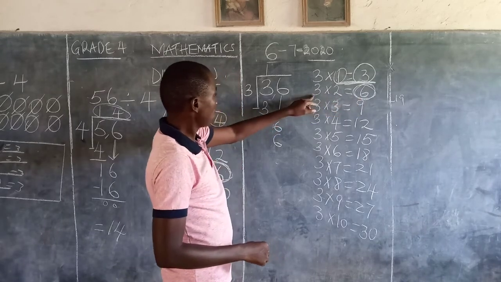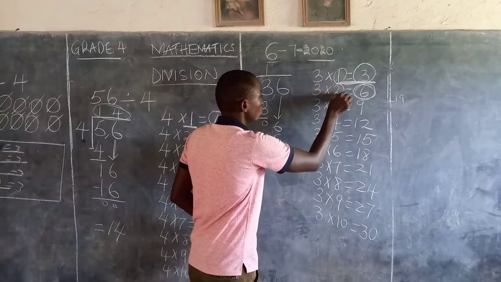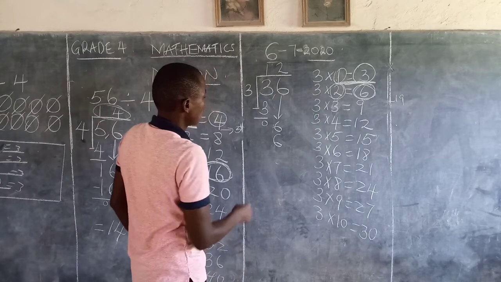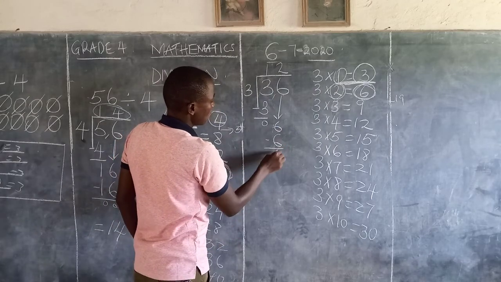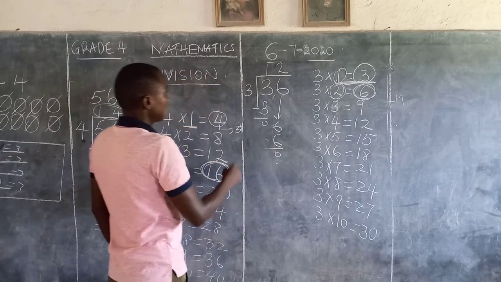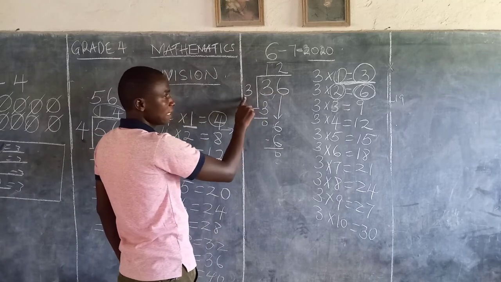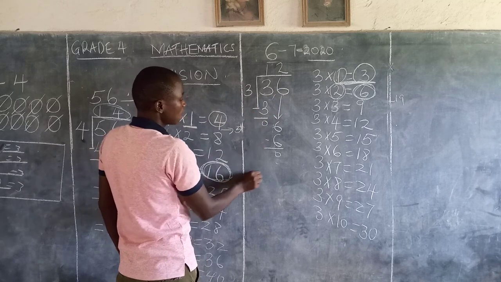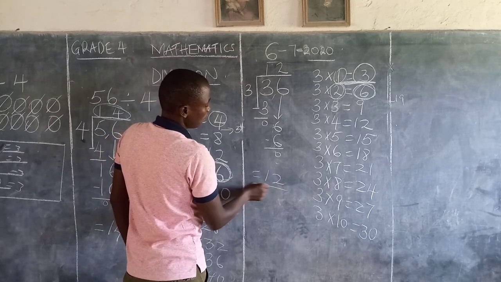The number that was multiplied by 3 to obtain 6 was 2. You take it and write it here up. Then subtract this one here to get 0. That means that 36 divided by 3 is equals to 12.